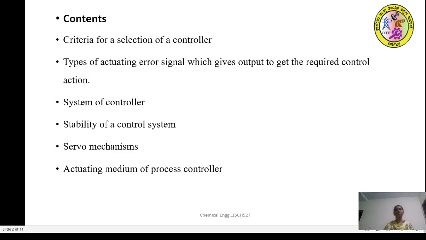to select the controller. That is, the criteria for the selection of the controller, and what are the types of actuating error signal which gives output to get the required control action, the system of a controller, stability of the control system, the servo mechanism, and the actuating medium of the process control. Before moving on to these topics, let us recall the previous session.